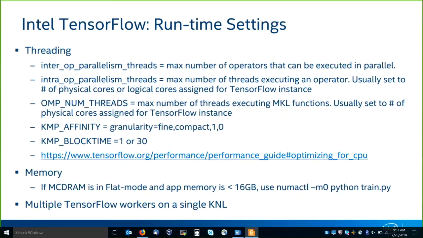If not, then if it is in cache mode, you don't have to do anything special. The MCDRAM will automatically work as a level 3 cache.